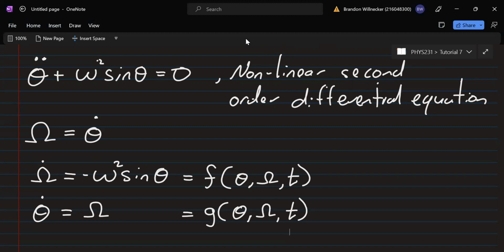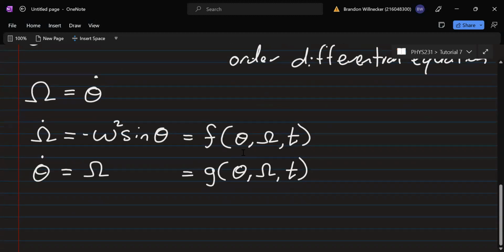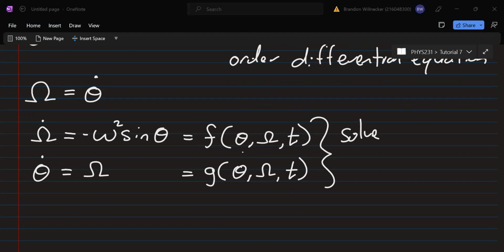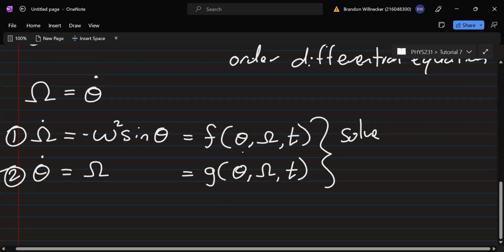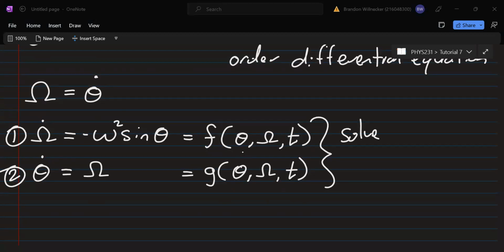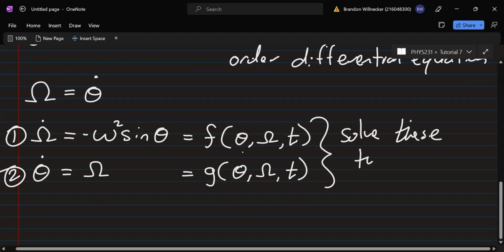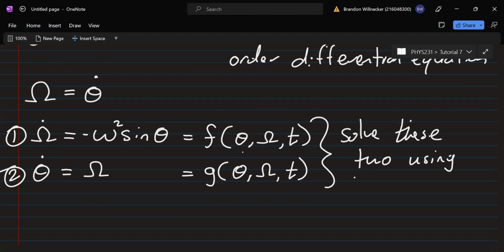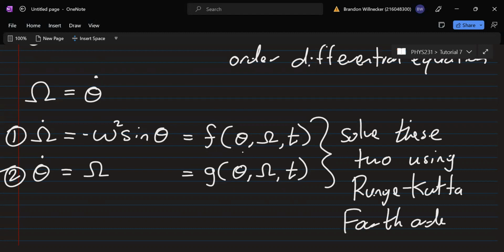Okay, so the tutorial says use the Runge-Kutta fourth-order method. So we solve these using the Runge-Kutta method for each one. So you would use the Runge-Kutta, finding the k values and then implementing that updating procedure for both equation 1 and equation 2. Okay, so we do it simultaneously. So solve these two using Runge-Kutta fourth order method.